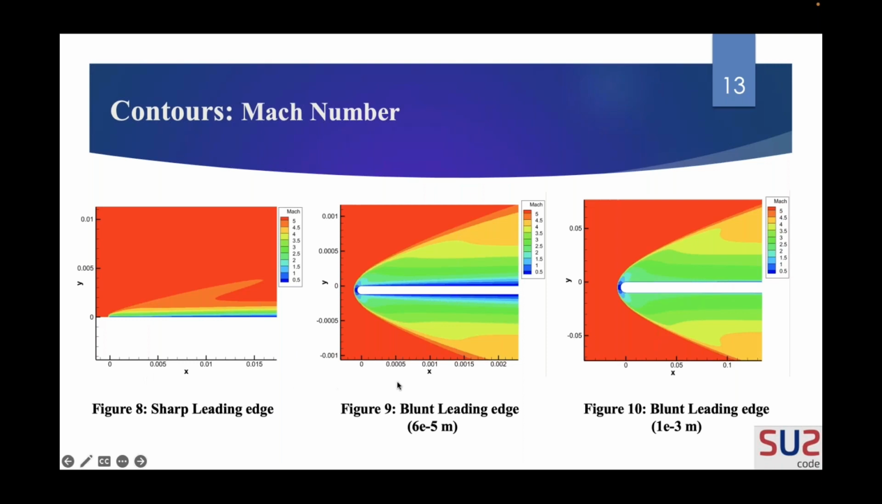There is a trend that we observe. As we increase the bluntness, the shock standoff distance also increases. Not only that, but the boundary layer thickness also increases. You can see from the y-axis scale that the boundary layer region also increases. For the Mach number contour, we observe that downstream of the shock, the velocity decreases. Therefore, with increase in bluntness, downstream of the shock the velocity continues to decrease.